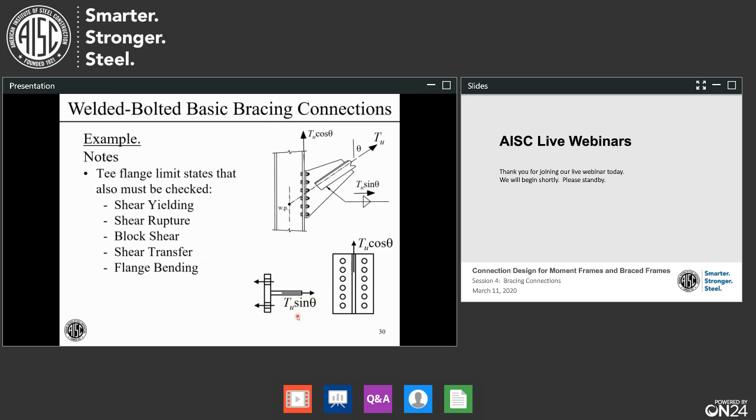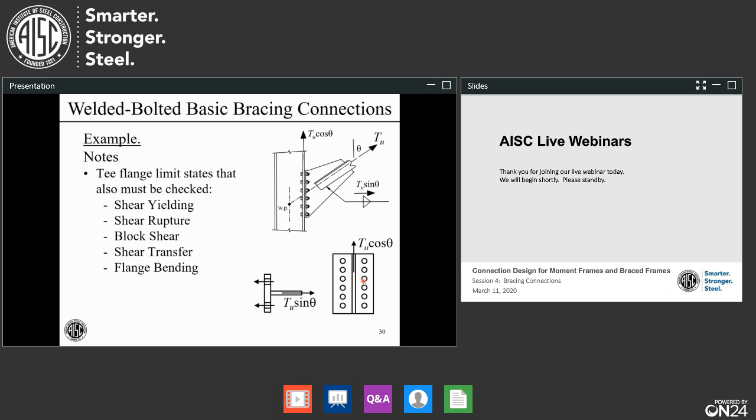Just a few more comments. We have lots of other more mundane basic limit states that we didn't really check, especially the T flange. We need to check shear yielding. That'll be along a line like through here, and of course on the other side of the stem as well. Shear rupture through these bolt holes.